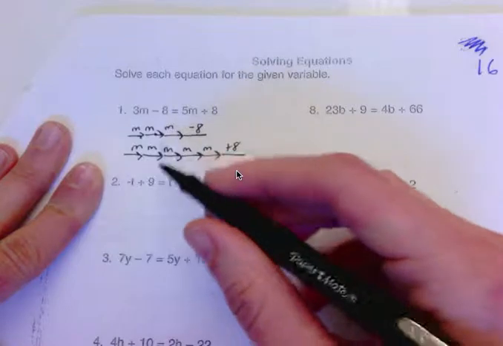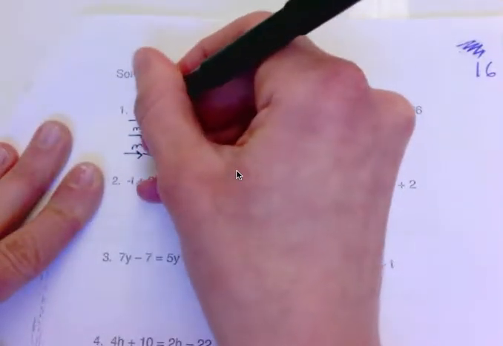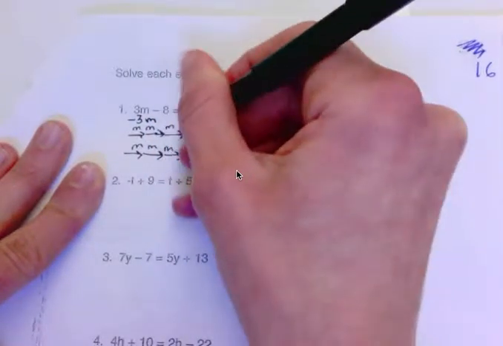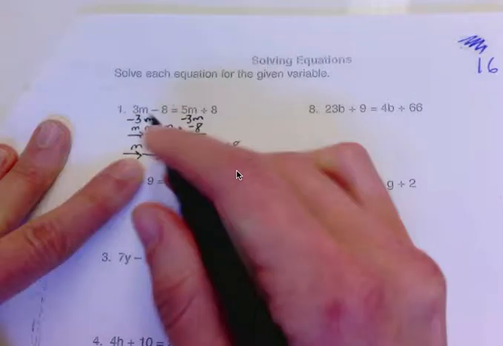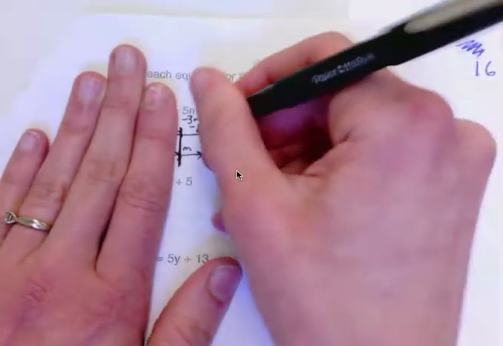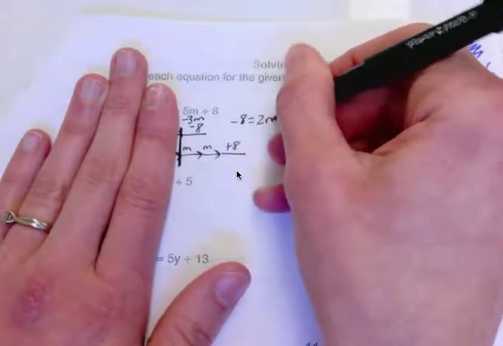And right off the bat, I see that we have 3 m's on both sides, so we can remove 3m from both sides, and we'll simplify the equation just by kind of cutting those off. So if I look at what's left, then I can write a simpler equation that negative 8 equals 2m plus 8.